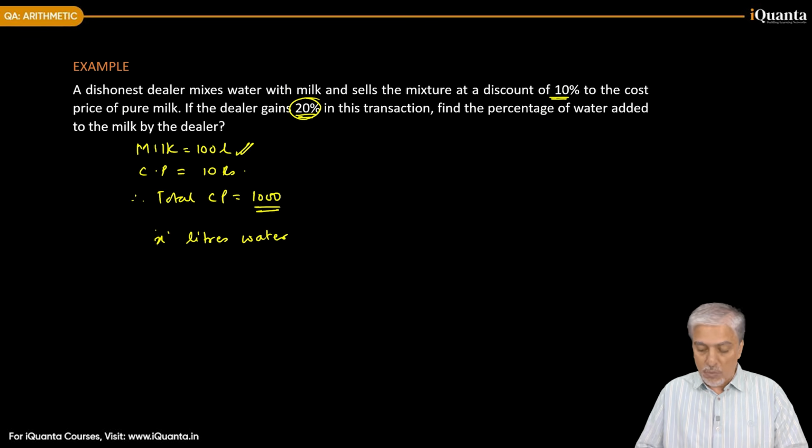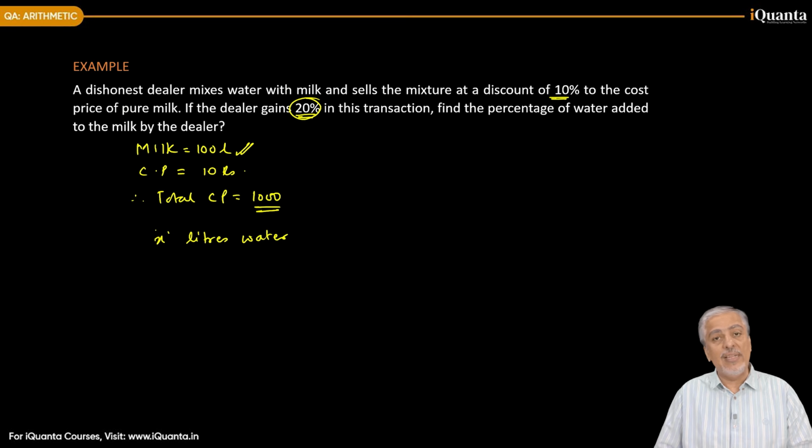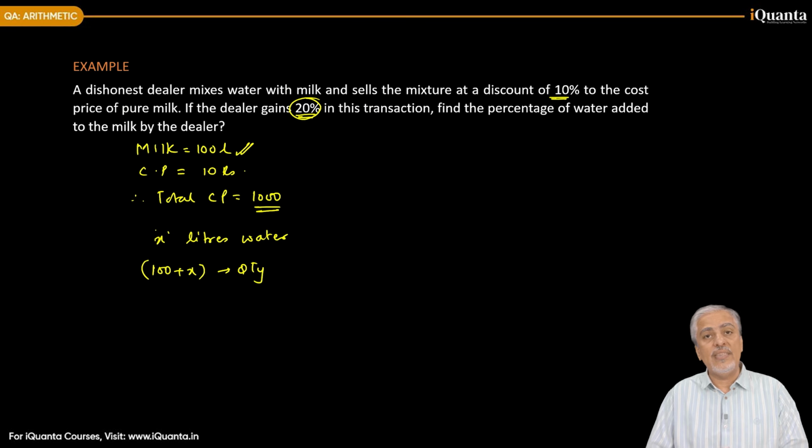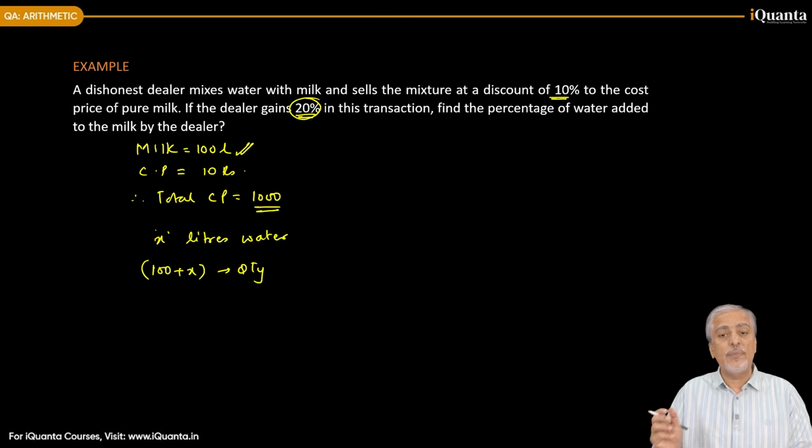They've asked what percentage of water he added to the milk. So water added upon milk is the answer we are looking for. So X upon 100, the percentage will be X itself. So suppose he has added X liters of water. Now the total quantity which he has is 100 plus X. And he's selling the mixture at 10% discount.